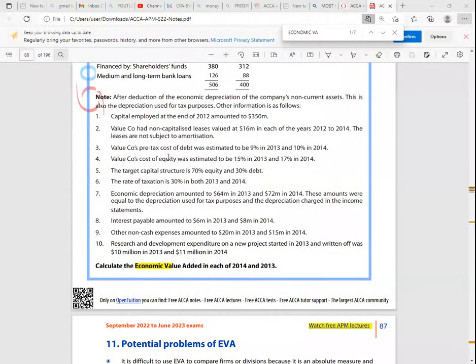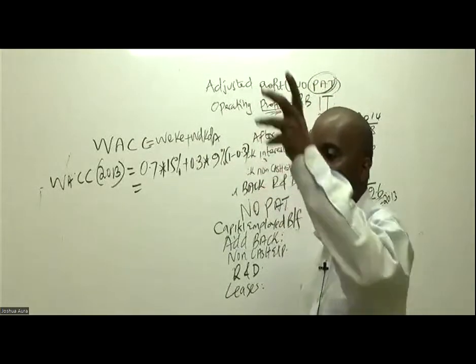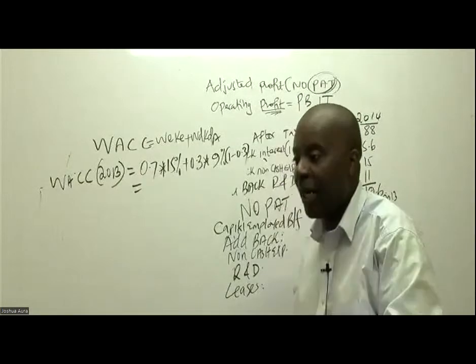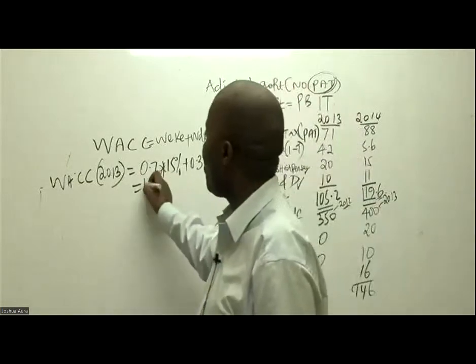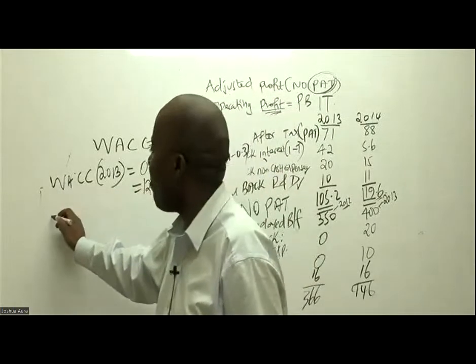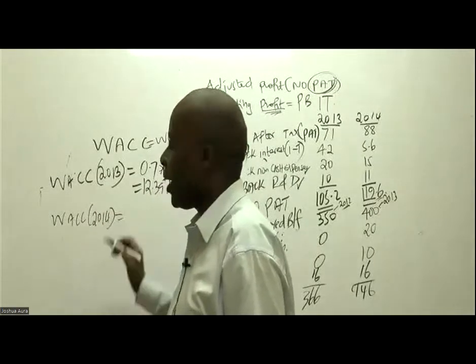They told us, look at this, note 3, the pre-tax cost of debt. So remember, this 9% has to be tax adjusted. So you take 9% and multiply it by 1 minus taxation. And then you should be able to give us an answer like Helen Hamala has given us: 12.39%. So in the same breath, come and give us the WACC for 2014.